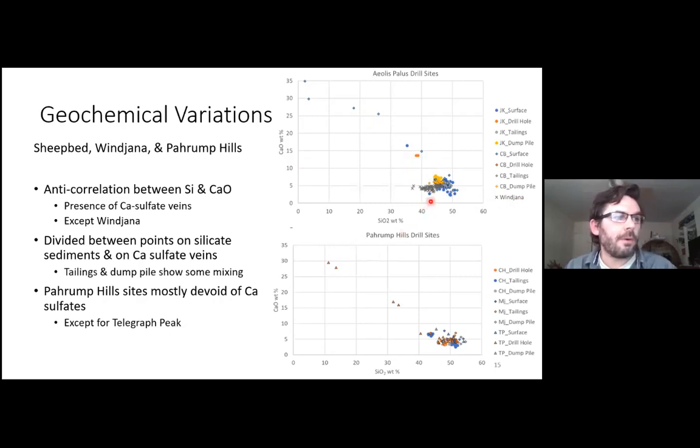because the points are basically divided between silicate sediments and calcium sulfate veins, with some indication of mixing in the tailings and the dump piles. You start seeing it a little bit more down here in Pahrump Hills. The interesting thing is we just didn't really sample any calcium sulfate veins in the drill hole wall or the surface at the Pahrump Hills sites, except for at Telegraph Peak, like I talked about previously.